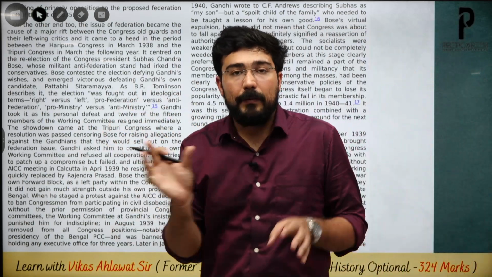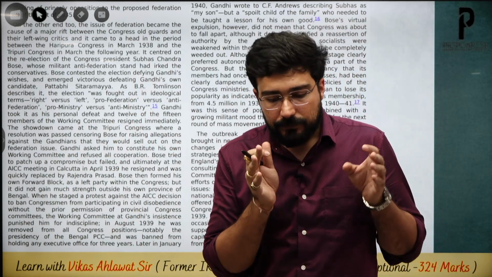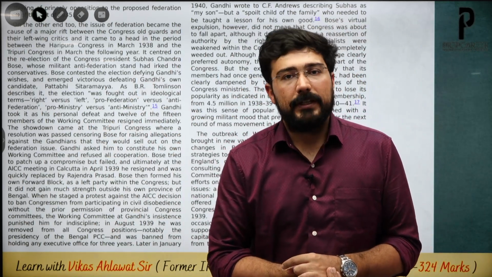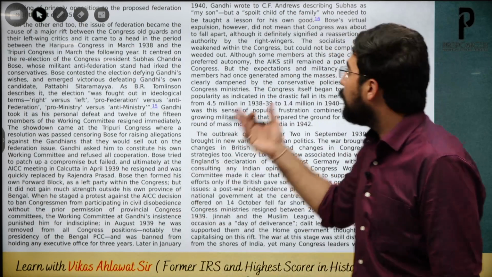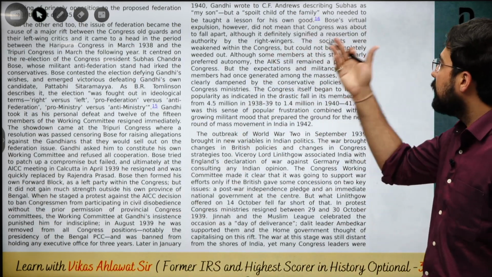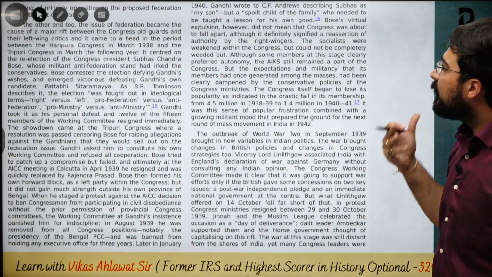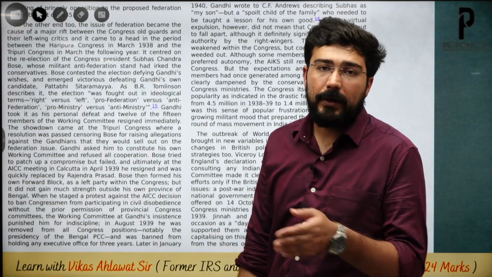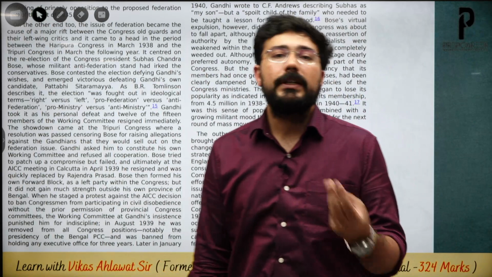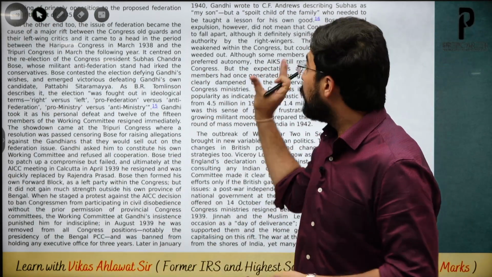And even here you can remember the quote: even though Subhash Chandra Bose was expelled from the Congress, see the opinion of Gandhiji. Gandhiji has written to C.F. Andrews that Subhash Chandra Bose is my son, but a spoiled child of the family who needs to be taught a lesson for his own good. So he was suspended from the executive post for 3 years specifically. But this is the opinion of Gandhiji.